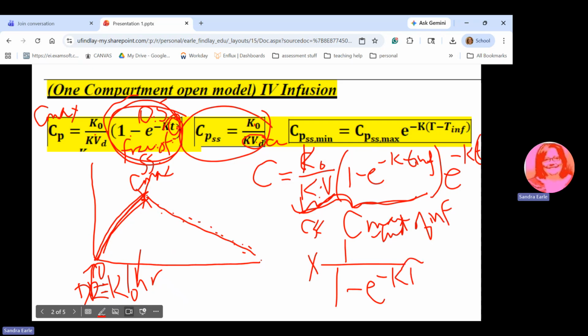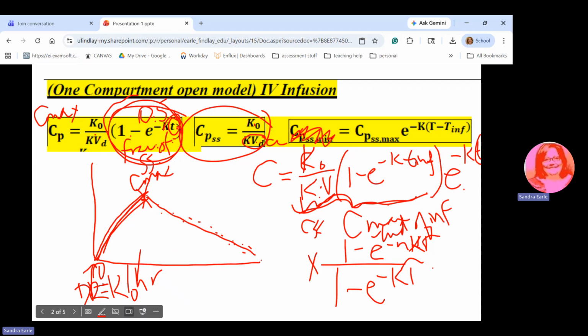So this gives us CSS average. This gives us our Cmax at the end of infusion. This gives us our concentration T time after that. And then this takes us to a steady state. Or we could do it at the nth dose if we wanted to too. So we have all kinds of options, don't we? If you understand these pieces parts.